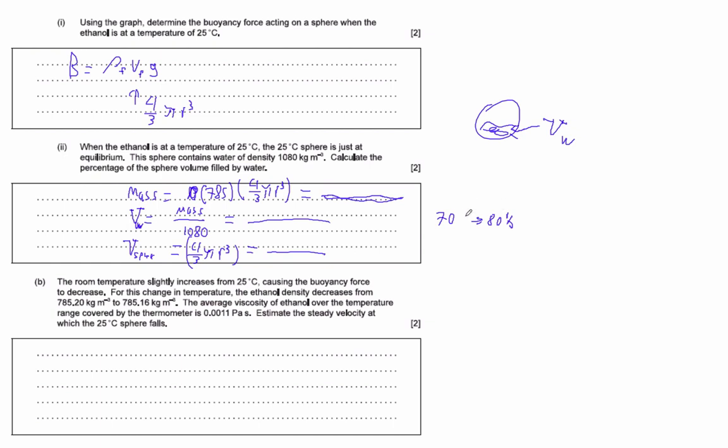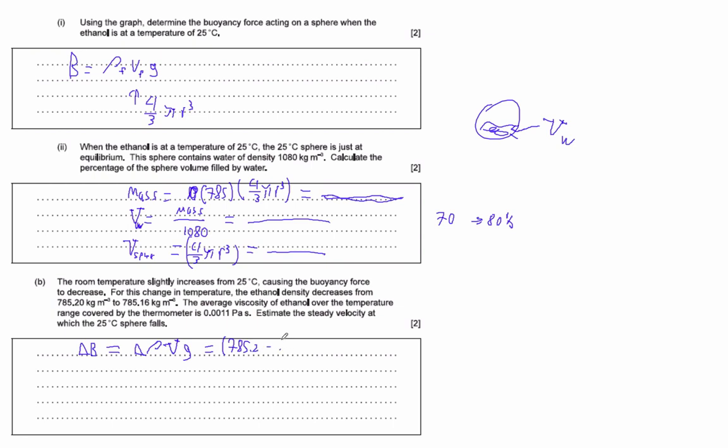And then the last question says, the room temperature increases from 20 to 25 degrees Celsius, causing the buoyant force to decrease. From this change in temperature, the ethanol density decreases from 785.2 to 785.16, right? Okay, so here's how I did this. I figured out the change in buoyant force. The change in buoyant force is going to be the change in density times the volume of that sphere times g.